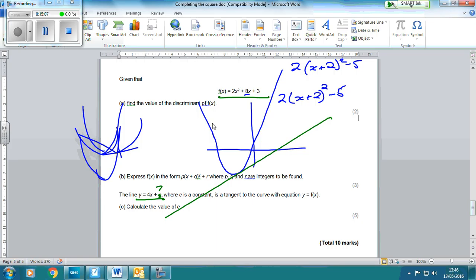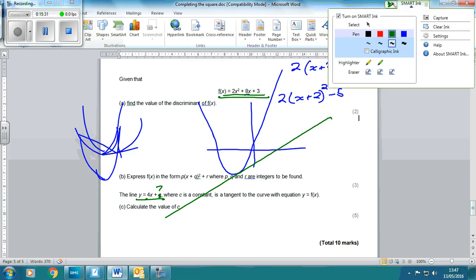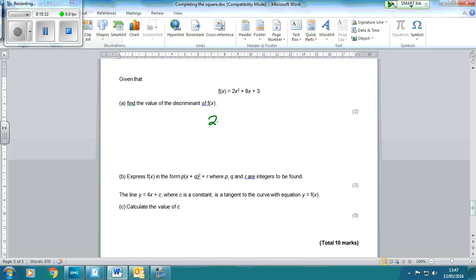So, that's what we do. We substitute this into this one, and we know that if we then go to solve it, there'll only be one solution. And the thing we know about when there's only one solution means that the discriminant equals 0. So, let's do that. We've got 2x squared plus 8x plus 3. We're going to set that equal to y equals 4x plus c.